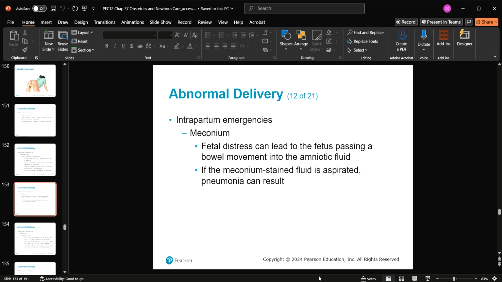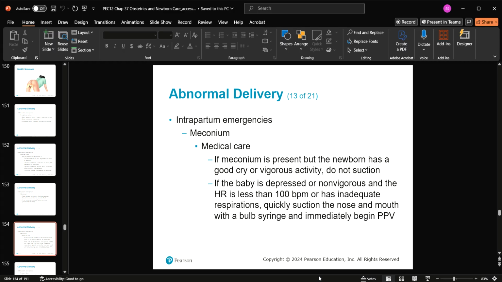We talked about meconium fluid earlier. Fetal distress can lead to the fetus passing a bowel movement while in utero. So they may have that meconium staining on their face, and they may aspirate that meconium. So you want to suction that. If you see it on their face and you just can't wipe it away, or if you see it in the mouth, you're going to suction the mouth, then nose.